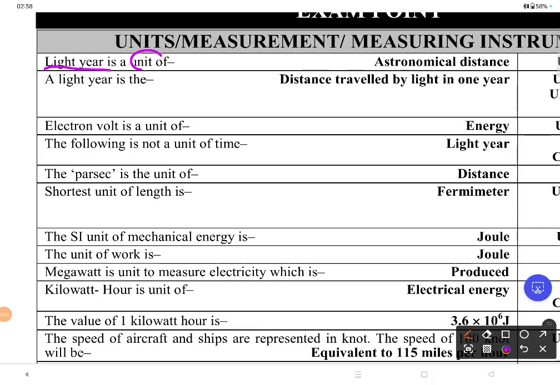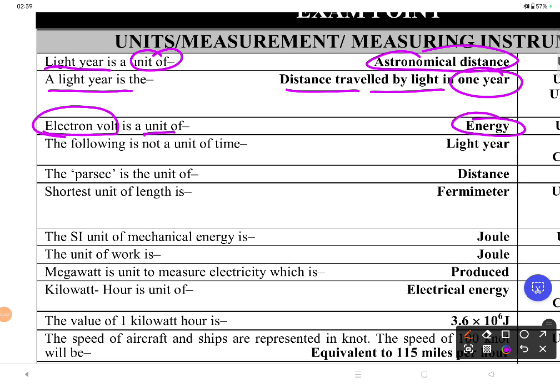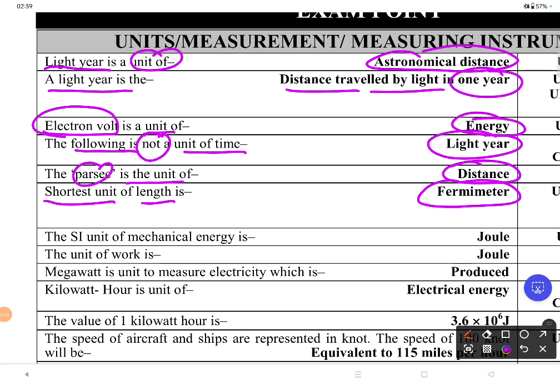Light year is a unit of astronomical distance. A light year is the distance traveled by light in 1 year. Electron volt is a unit of energy. The following is not a unit of time: light year. The parsec is a unit of distance. The shortest unit of length is the Fermi meter.